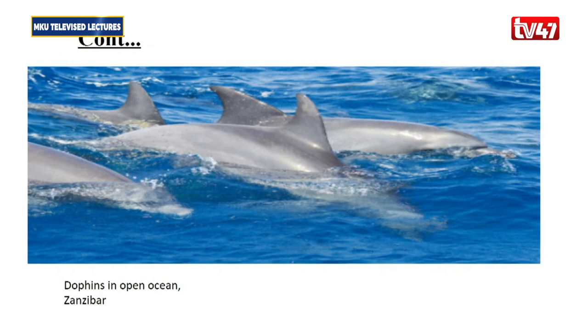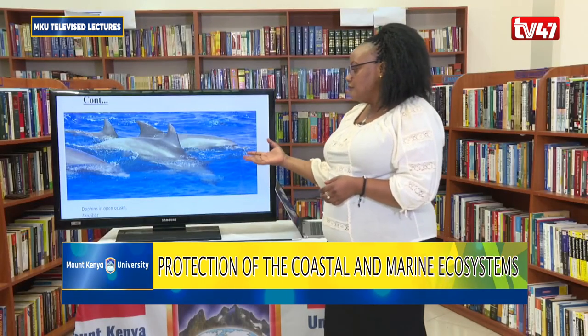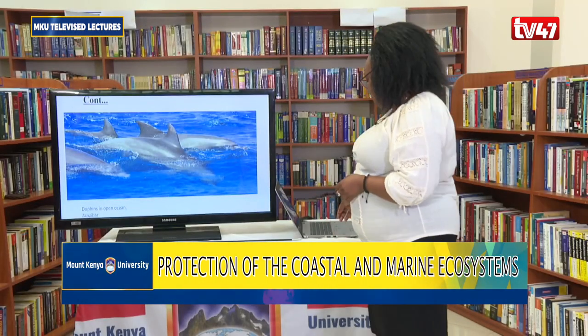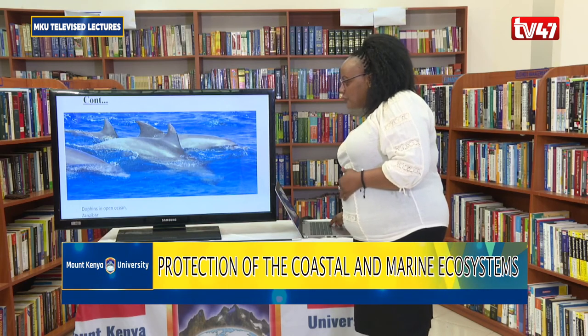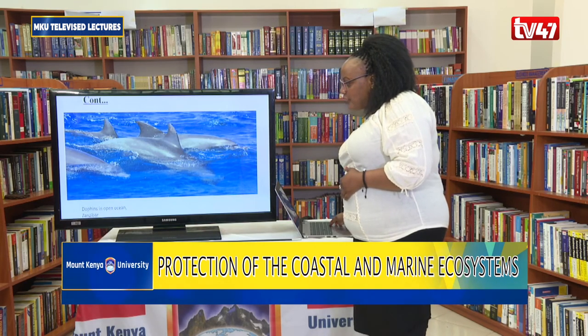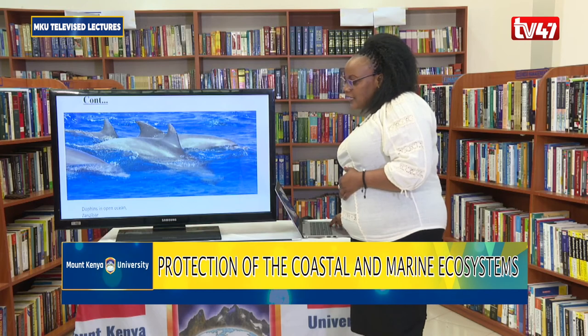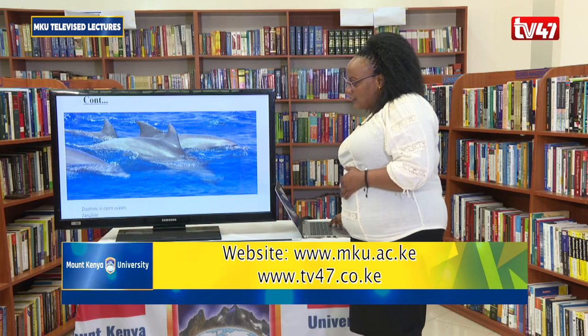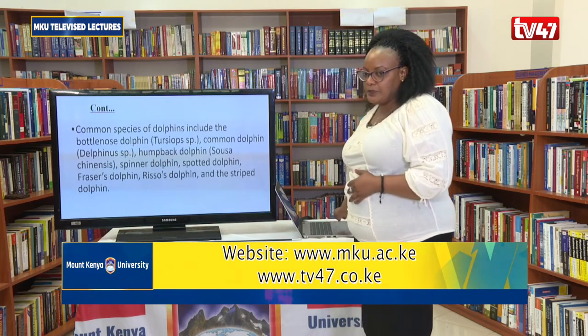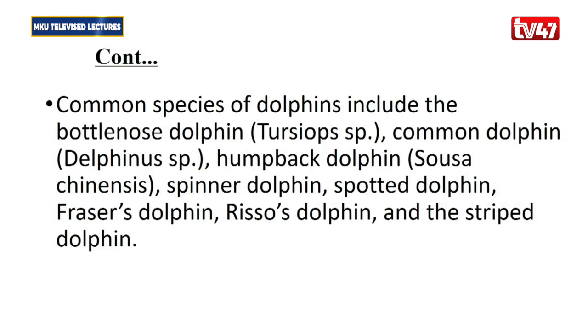These are now the dolphins in the open ocean that were spotted in Zanzibar. So you can imagine protecting such kind of ecosystem and what is underneath it portrays a big picture of how important those ecosystems could be to those big mammals in the coastal and the marine ecosystem.